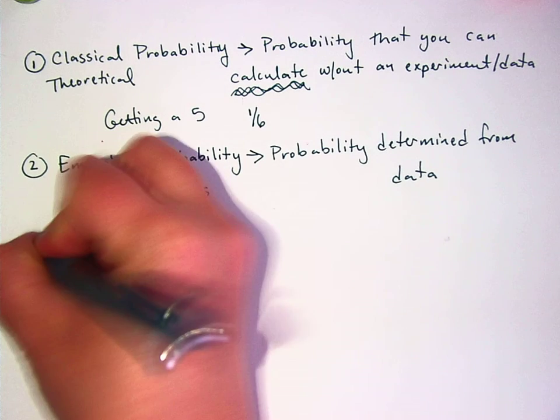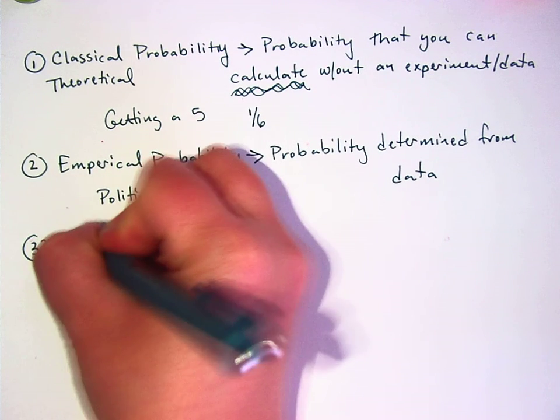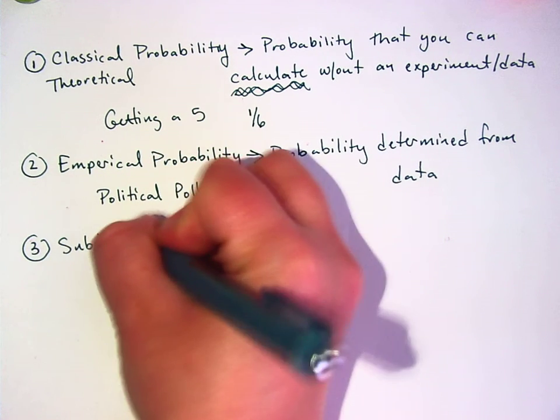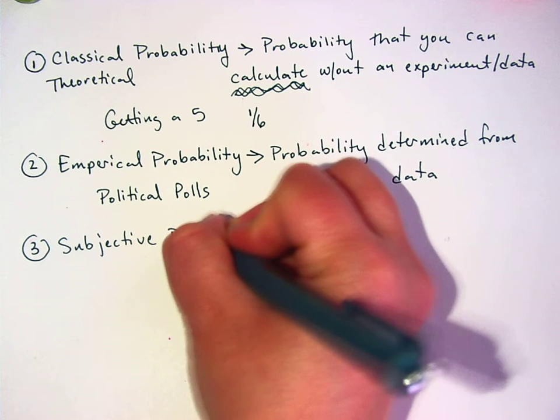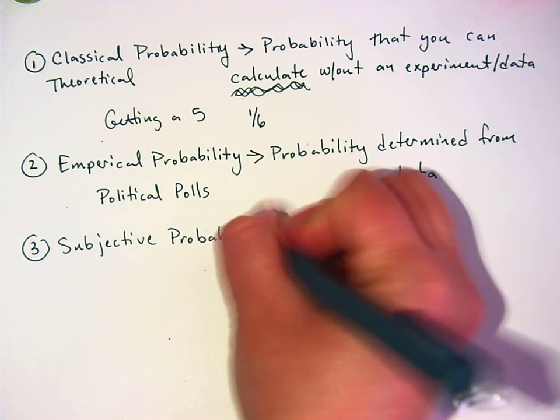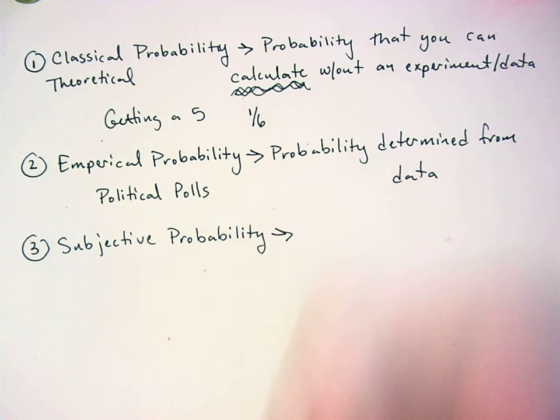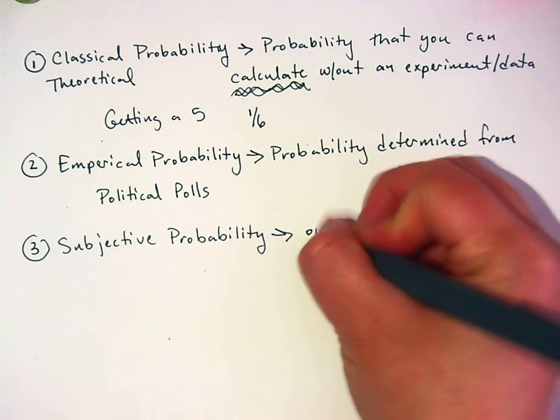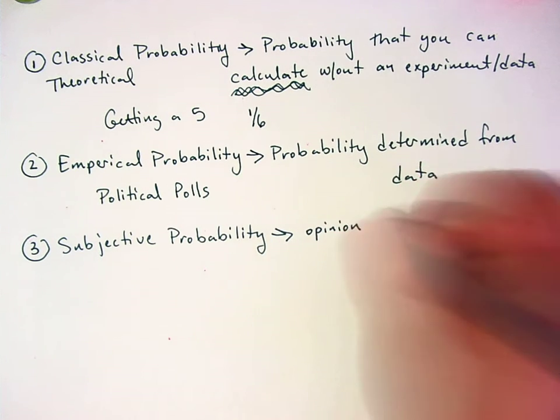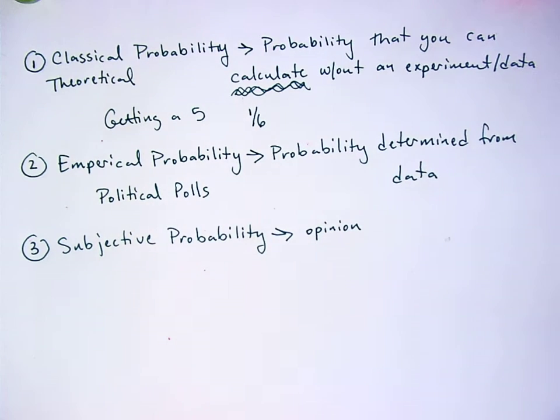Cool. And the last one is called subjective probability. Anybody know what subjective probability is? Yeah? It's sort of. Good guess. Sort of opinionated. Opinionated, yeah. Subjective means that it's your opinion. Go ahead, say it again. Like someone who's going to win a game.